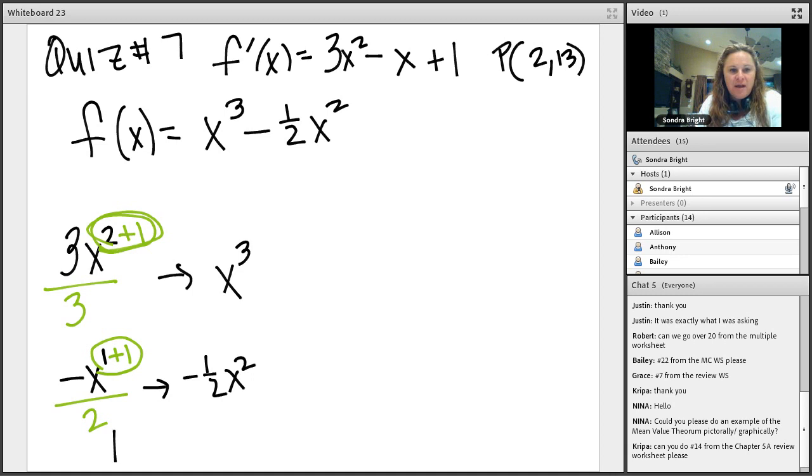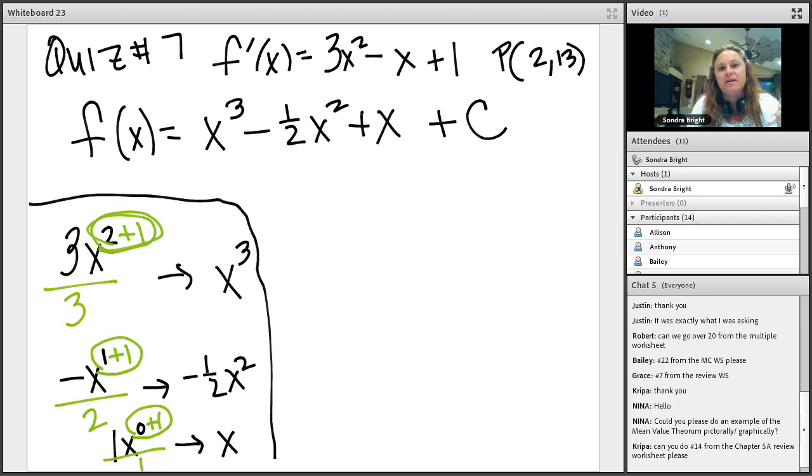And then the 1, you can think of it as 1 times x to the 0 power. And when you add 1 to the exponent, your new exponent is a 1, and you divide it by 1, then the antiderivative of 1 is just x to the power of 1. So we got plus x. And then don't forget plus c. Because there was some constant there that when we took the derivative of f, the derivative of a constant is 0, so it went away.